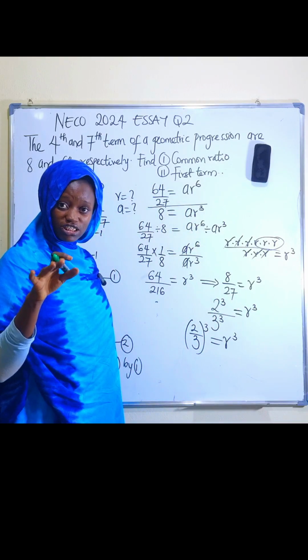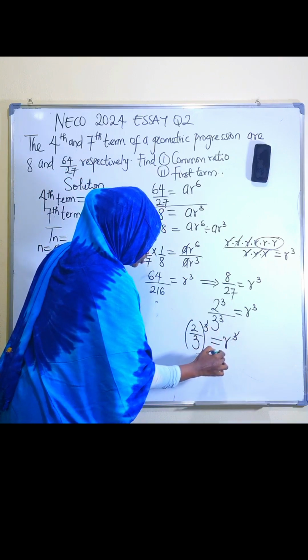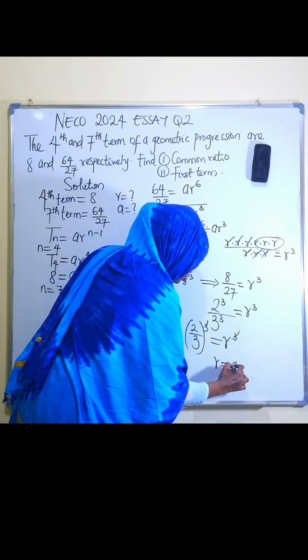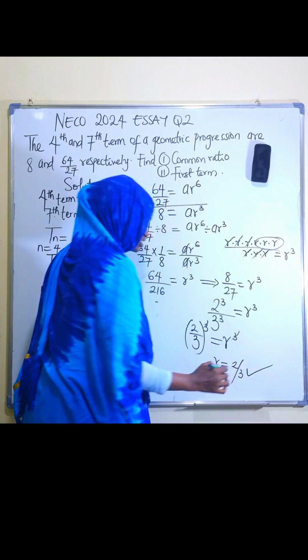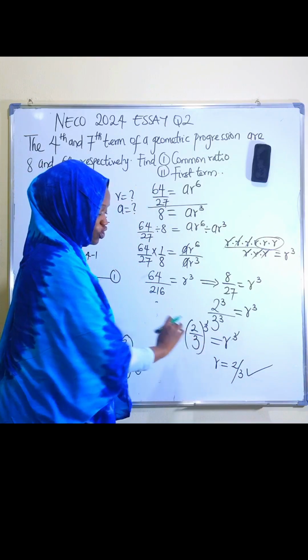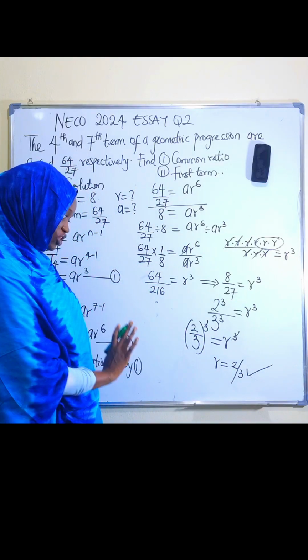So now you see the powers are the same, right? We can now cancel out the powers. So we now have r to be equal to what? 2 over 3, and this is the final answer. So now we've gotten the value for the common ratio, okay? So hope you understand up to this point.